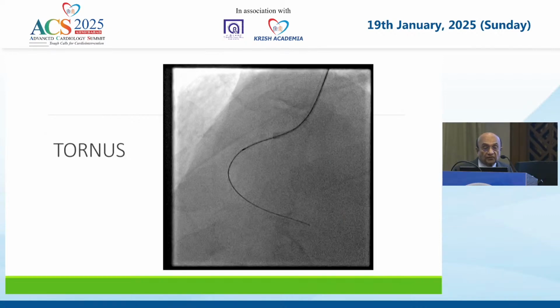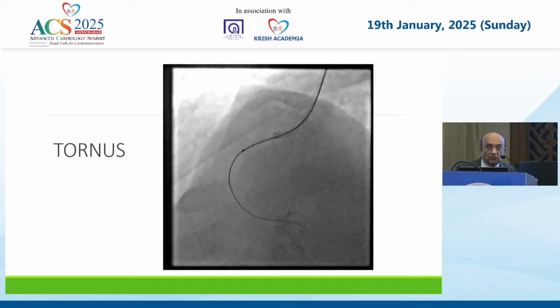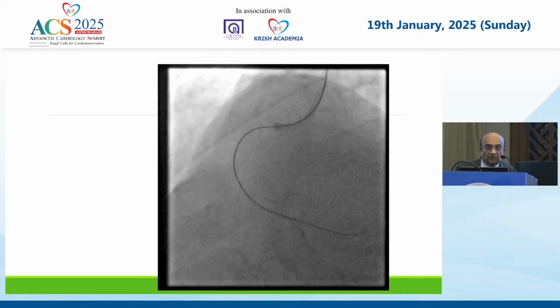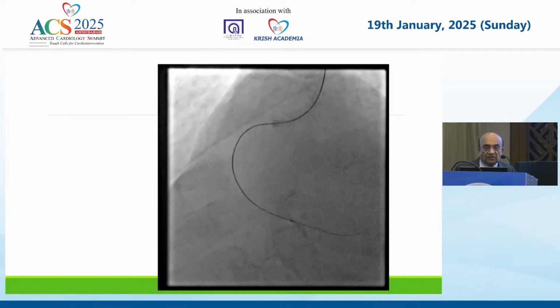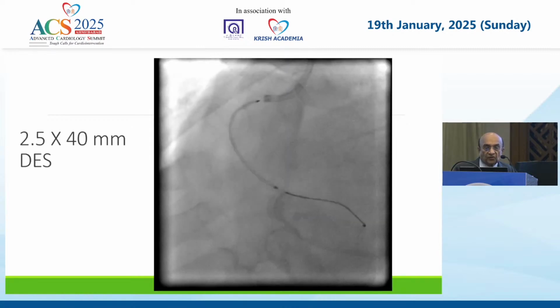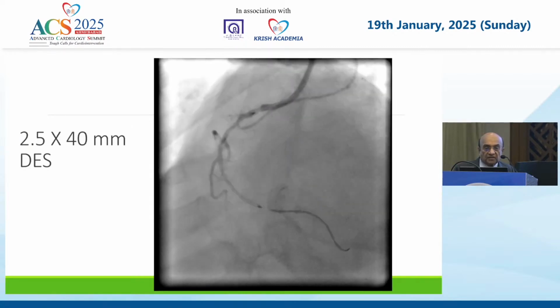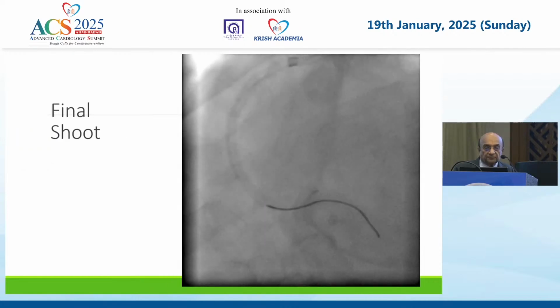I decided to take Tornus. Tornus is that microcatheter in which 8 strong wires are interwoven in the form of a rope, and when you rotate it clockwise and anti-clockwise, it slowly enters and creates the patency, and little patency is good enough to allow the microcatheter to go, and subsequently you can address the CTO after regular balloon dilatation, and this would be the final result. 2.5 40 millimeter long stent, and this was the final result.